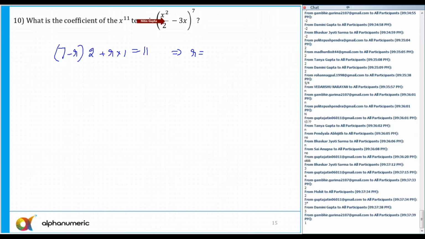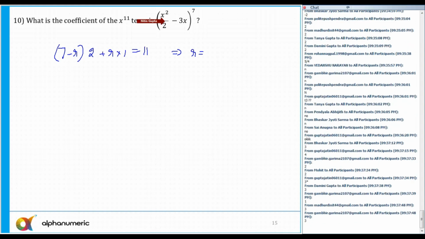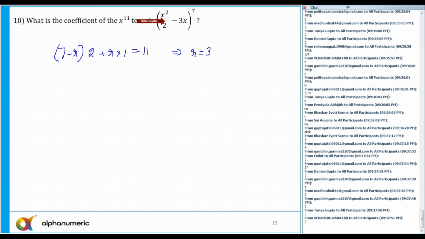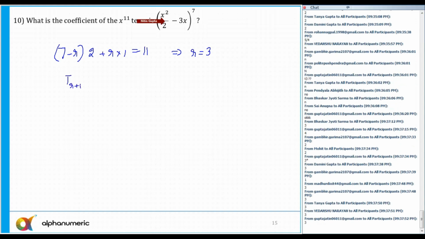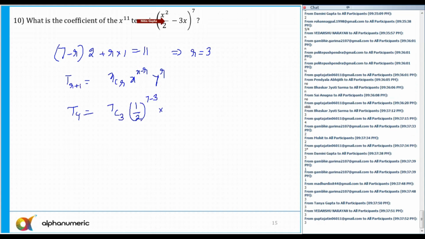All of you are getting? What is the value of r? That is 3. So if I'm getting r is equal to 3 and we all know that t r plus 1 is equal to nCr into x raised to power n minus r into y raised to power r. So the fourth term I need to find out, and the coefficient, n is 7, so 7C3 into fourth term x square. So I'll neglect the value of x square, 1 by 2 raised to power n minus r, that is 7 minus 3 into y.